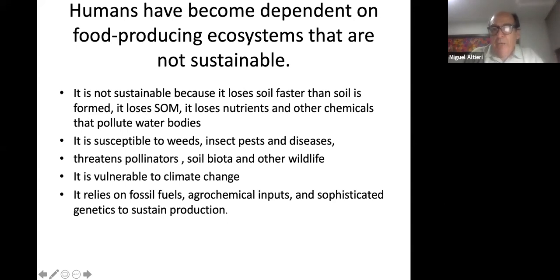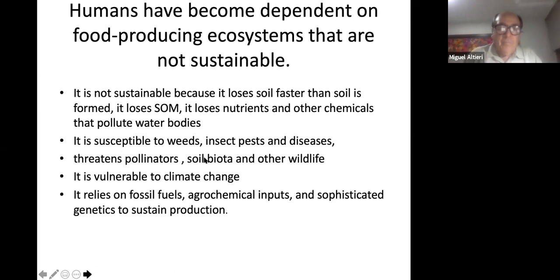Our agriculture is susceptible to weeds, to insect pests, to diseases that we have to spray. Our agricultural systems threaten pollinators, soil biota, other wildlife. There's a recent paper talking about the effect of pesticides on soil fauna. It is vulnerable to climate change. It relies on fossil fuels. It relies on agrochemical inputs and also on sophisticated genetics to sustain production. So really, when you look at this, you say, how is it that we design this agriculture that is so unsustainable because of all these reasons?